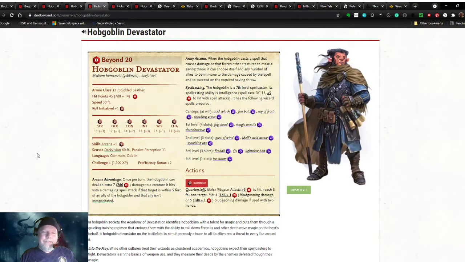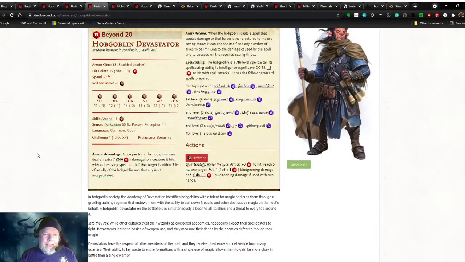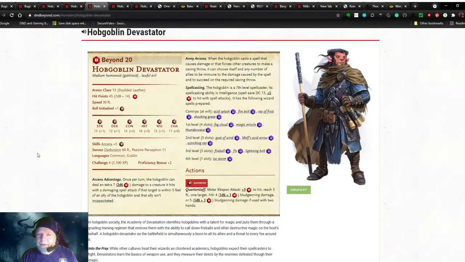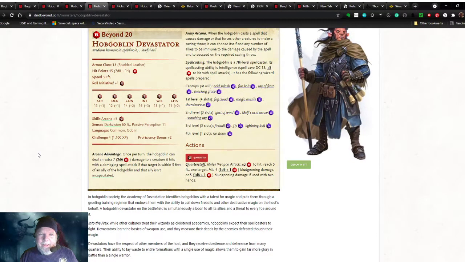Armor class 13, 45 hit points, and Arcane Advantage. Can deal an extra 2d6 damage to a creature it hits with a damaging spell attack. And then Army Arcana. And then it's got spells up to 4th level.